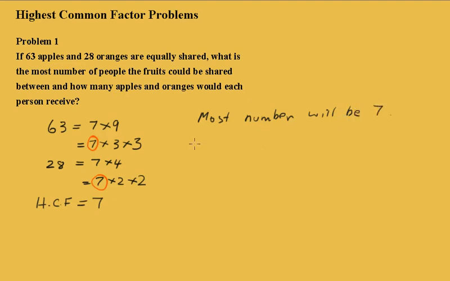Each person would receive 9 apples, 3 by 3, 9 apples. And here we go, 4 oranges.